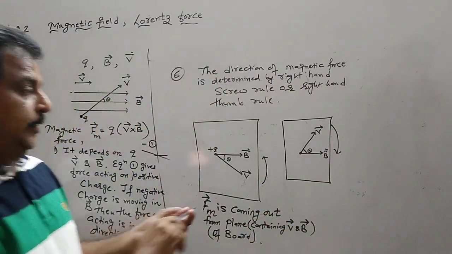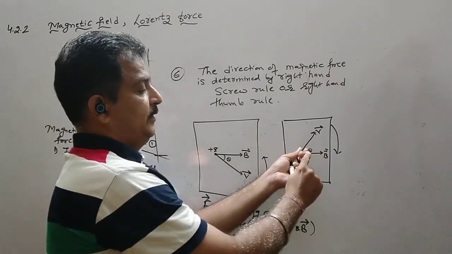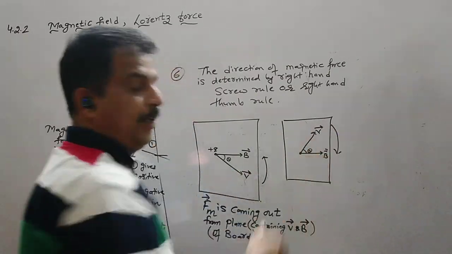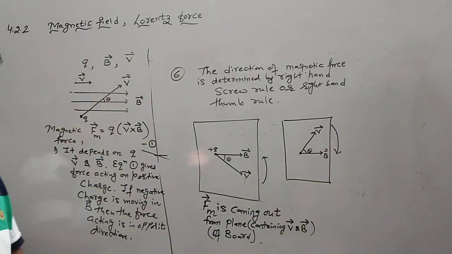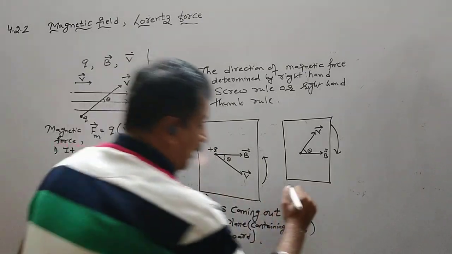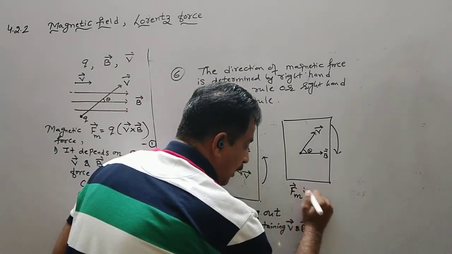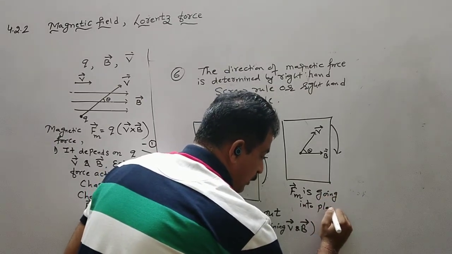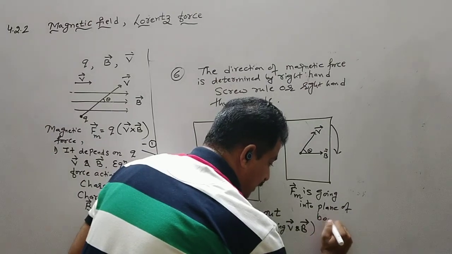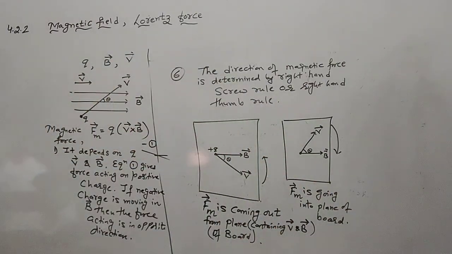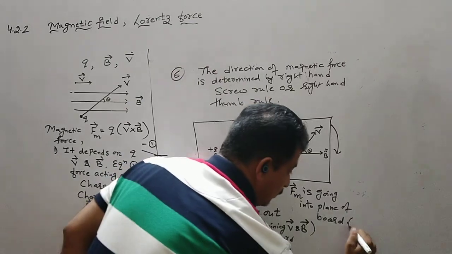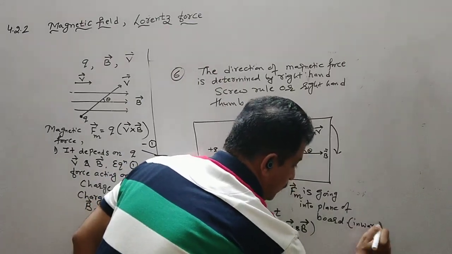Now if I rotate it, and if I see the head, it is clockwise, or the screw is going into the plane of the paper. So here Fn is going into the plane of paper, or say a plane of board. It is inward. So this is outward and it is going inward.